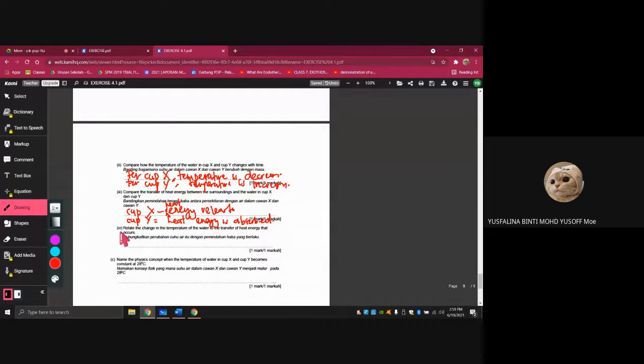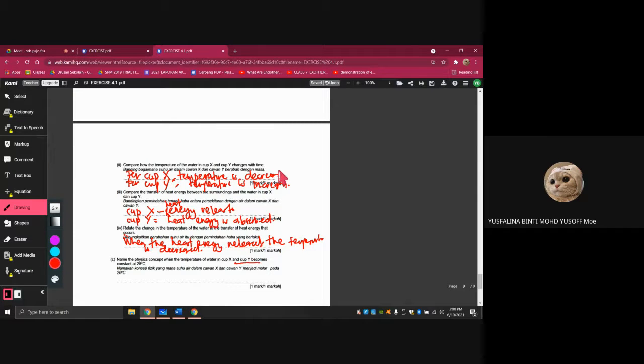And then the next one, relate the change in temperature of water to the transfer of heat energy that occurs. So here you relate. If in cup X the energy is released, what will happen to the temperature? The temperature is decreased. So that is the relationship. When the heat energy is released, the temperature is decreased. For this one, you only need to put one, whether you describe for cup X or cup Y. So when the heat energy is released, the temperature is decreased.